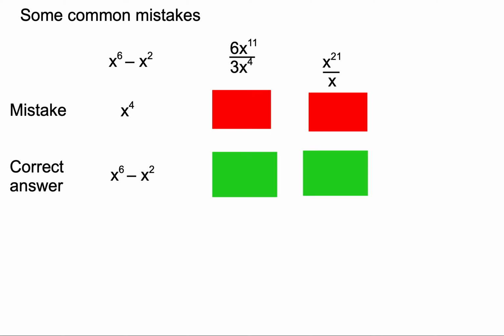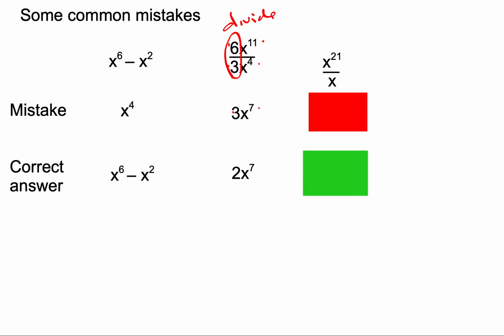Okay, the next one. 6x to the 11th over 3x to the 4th. A common mistake here is that not only did they subtract 11 minus 4 to get 7, but they decided to do 6 minus 3 to get 3. Now, you don't subtract here. You need to divide those, because those are just like a regular number. It's 6 over 3. You just get 2. 6 divided by 3 is 2.